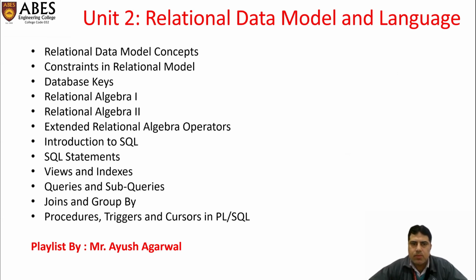Second unit will cover the relational data model and languages, in which we will understand the concept of relational data model, constraints, entity integrity constraint, referential integrity constraint, then database keys, concept of candidate key, super key, foreign key, then relational algebra. In this relational algebra, we will understand the concept of operators. There are two types of operator, basic operator and derived operator.